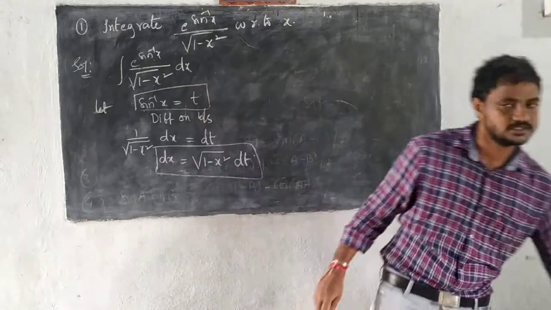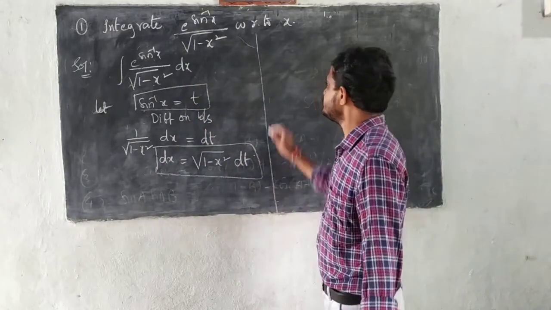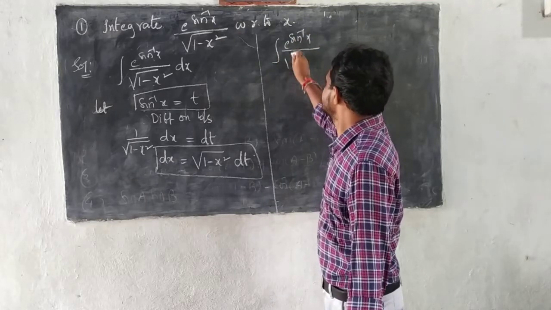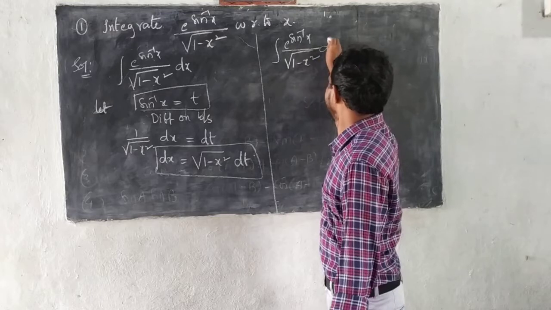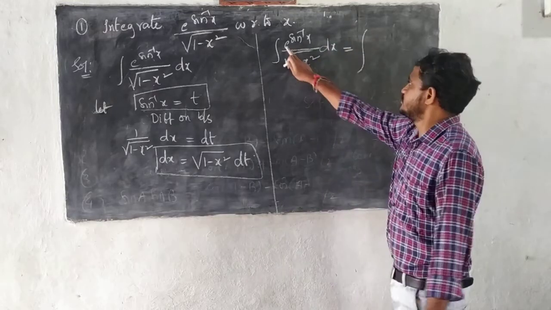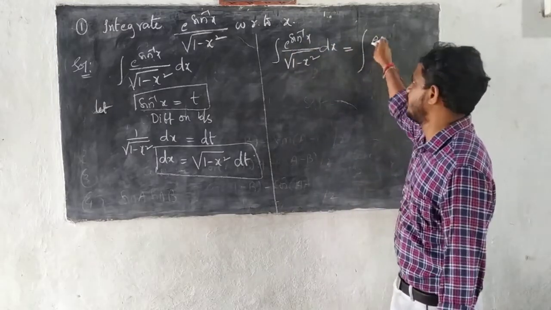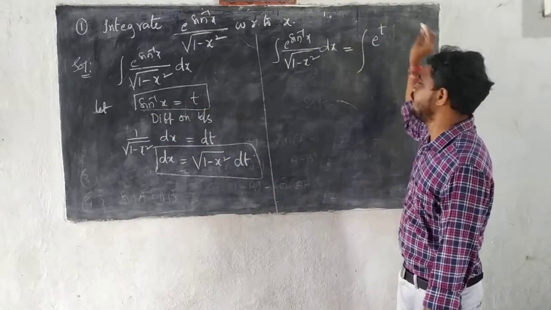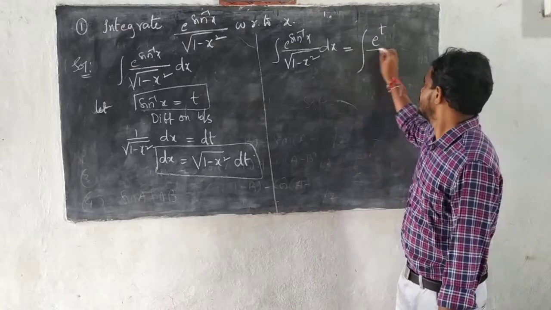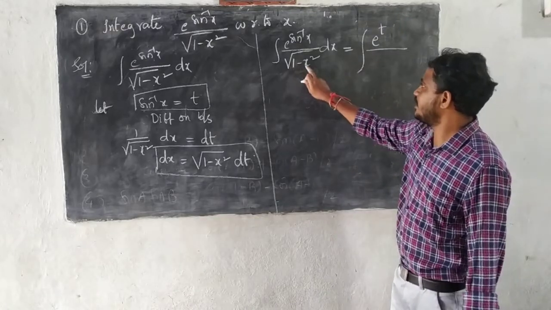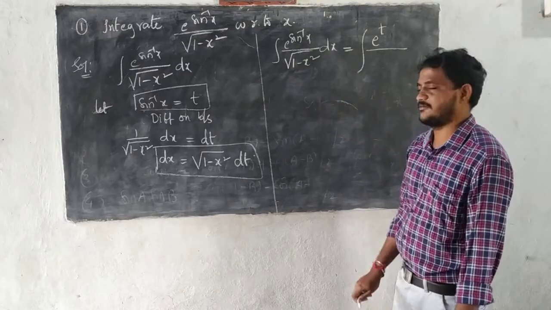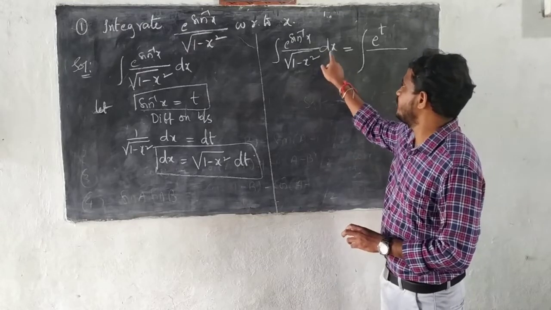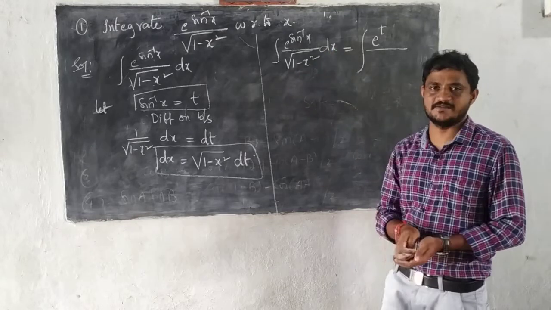Okay, substitute the values. So if you substitute here, integration e to the power of sin inverse of x by square root of 1 minus x square into dx. Substitute here. So e to the power of sin inverse of x, the value is what? t. So what do you get? e to the power of t, by under root of 1 minus x square into dx is there. If you observe clearly, that is nothing but dx by under root of 1 minus x square. Right?